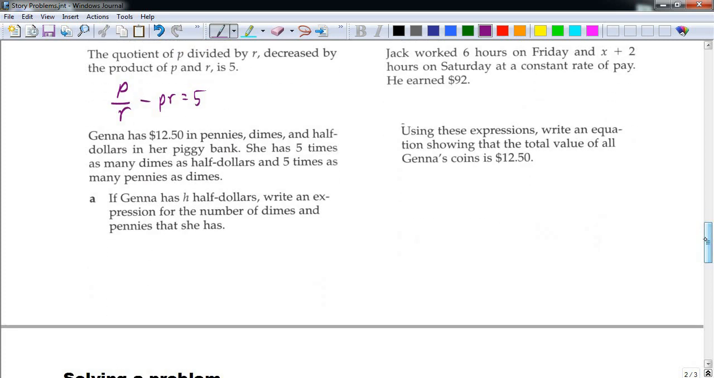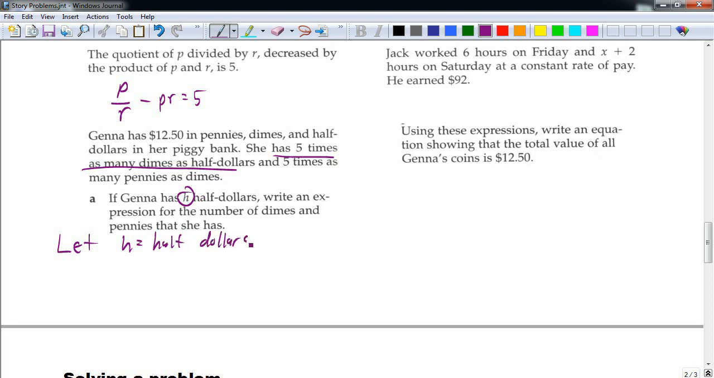This next example has to do with value. So let's very quickly go through it. Jenna has $12.50 in pennies, dimes, and half dollars. She has 5 times as many dimes as half dollars. That's an equation. And she has 5 times as many pennies as dimes. So if she has H half dollars, let H be the half dollars.